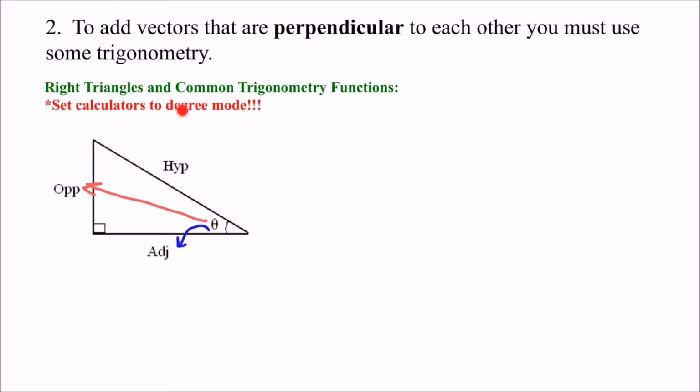Also, in your calculators, you need to always be in degree mode if you're going to be typing in sine, cosine, or tangent, which are the trigonometric functions. Okay, so we have SOHCAHTOA.